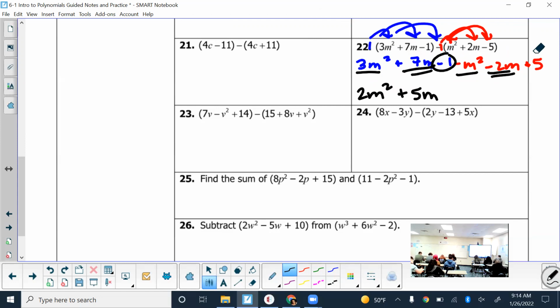I have a negative 1 and a positive 5. Make sure you keep the sign that's directly in front of each term. What's a negative 1 plus 5? A positive 4. All right, so then you box that up. It is in standard form, by the way. And any questions about that process?